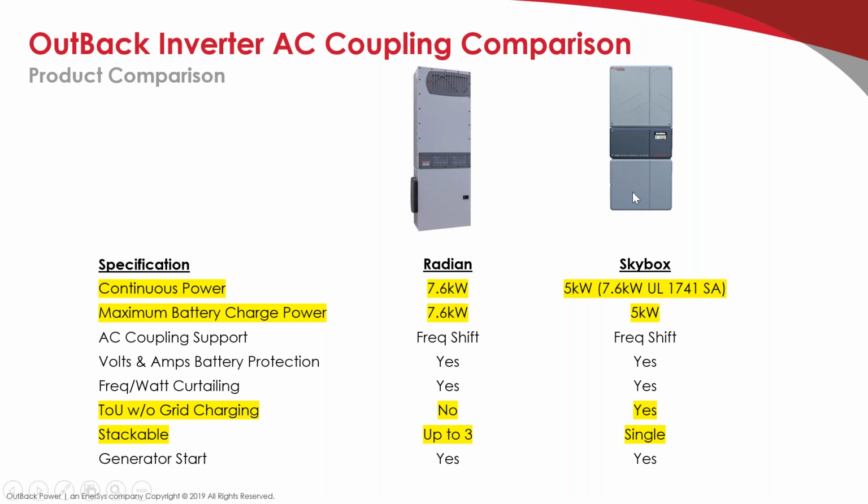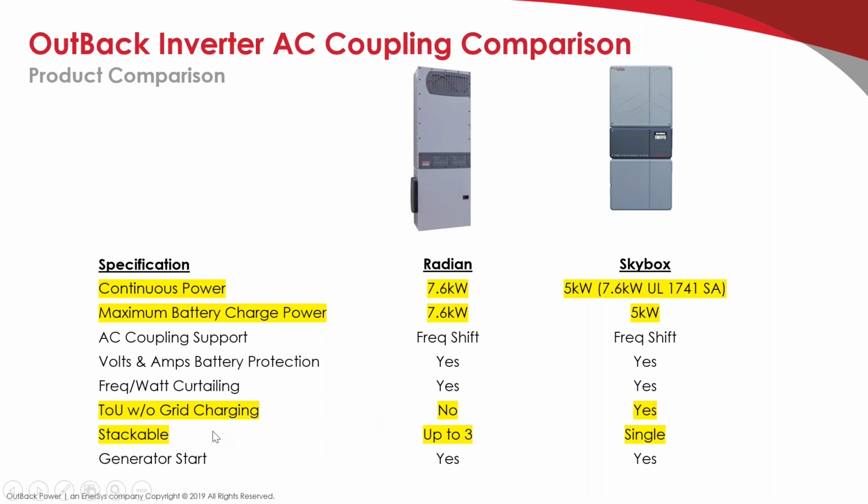So it's pretty cool that way. I wouldn't recommend AC and DC coupling with a Radian. They're independent functions. The solar charge controller works independently of the Radian. It's not coordinated, and I do not recommend it.